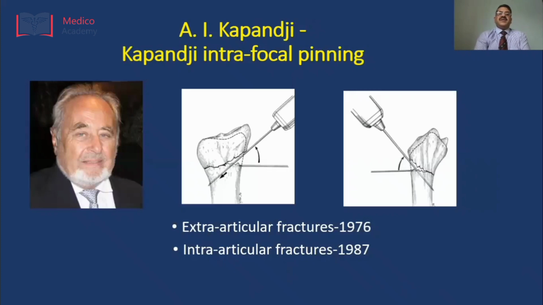Now, this gentleman, Adalbert Ibrahim Kapandji, is a French orthopedic surgeon of Greco-Turkish origin, and he gave us his method of intrafocal pinning, which is a very useful way to use K-wires. Basically, it involves manually inserting the K-wire percutaneously into the fracture site by hand, and then levering the K-wire and using it to reduce the fracture fragment, before driving it to engage the opposite cortex with a drill.